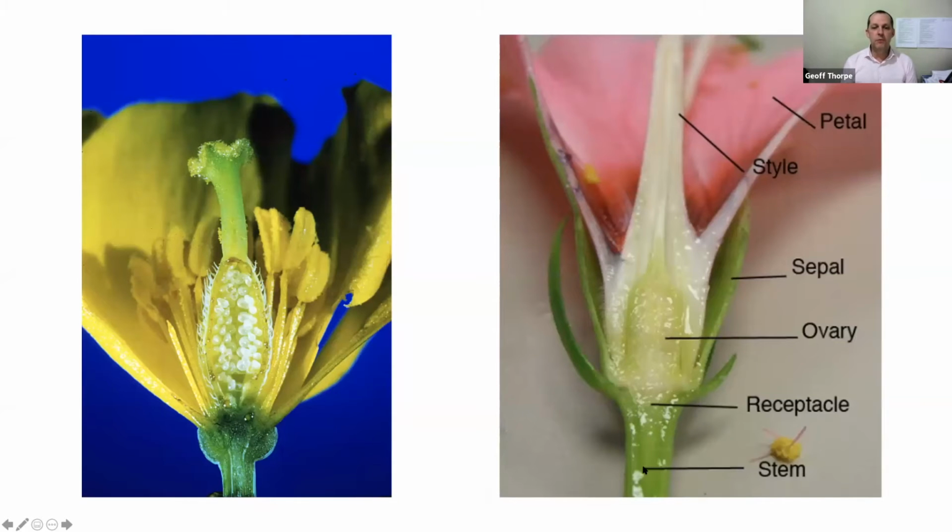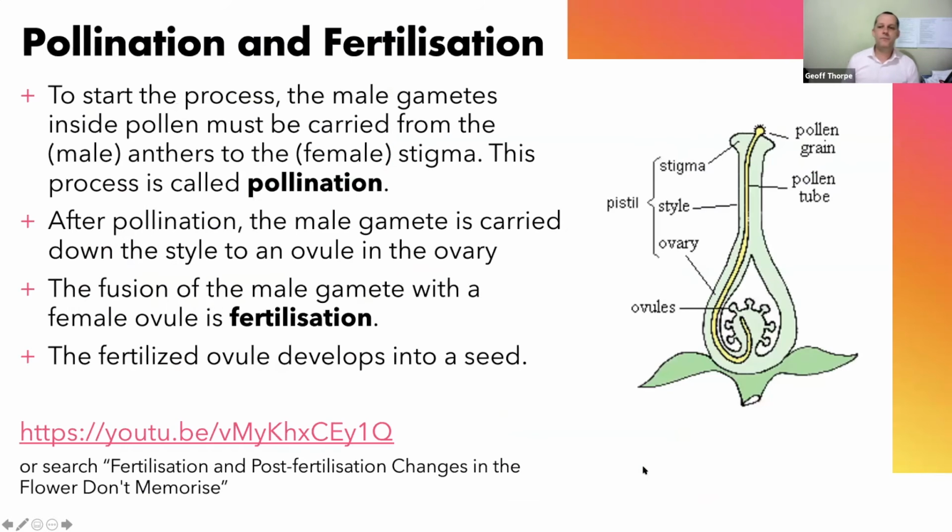So this just shows you some real world examples, not just diagrams. It's probably the right time of year if you can go out and find a flower and cut it open and have a look, knock yourself out. It just shows you a couple of examples of what this would look like in real flowers.